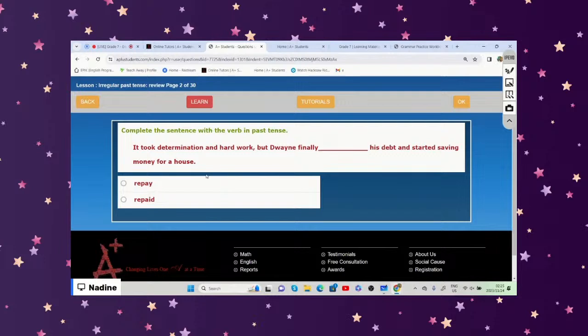It took determination and hard work, but Dwayne finally, is it repay or repaid, his debt and started saving money for a house? So do we say repay or repaid?